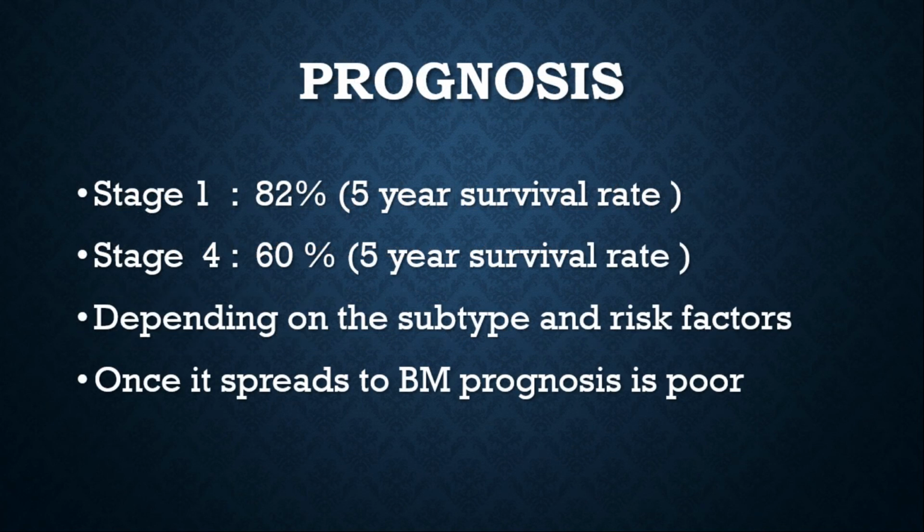Concerning the prognosis in non-Hodgkin lymphoma, as I mentioned before, non-Hodgkin lymphoma has a less favorable prognosis. The 5-year survival rate for stage 1 is around 80%, while it goes down to 60% in stage 4. And this depends on the subtype and the risk factor. And once the bone marrow is involved, the prognosis is generally poor.